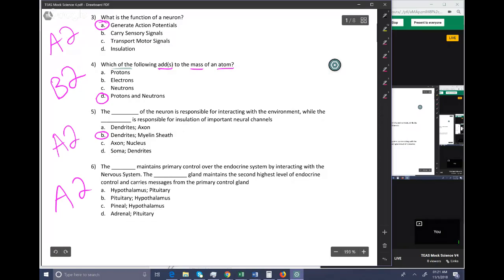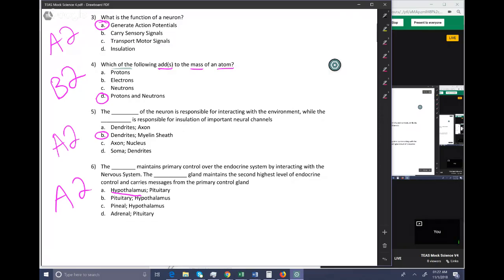6 is from Anatomy 2 also because it's endocrine. The blank maintains primary control over the endocrine system by interacting with the nervous system. That's a lot of information. I know for a fact that the primary control of endocrine is the hypothalamus. And I also know that the one gland who can actually understand the language of the nervous system is also the hypothalamus. Again, there's only one option that actually has that in the first blank.